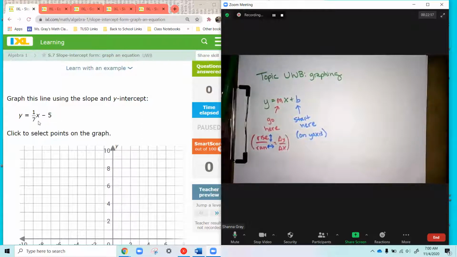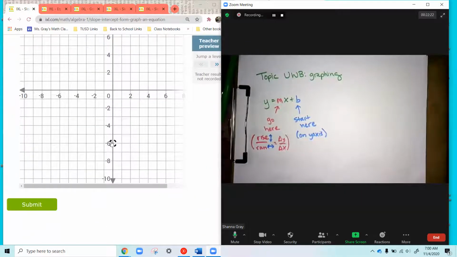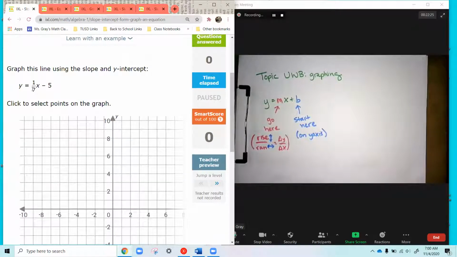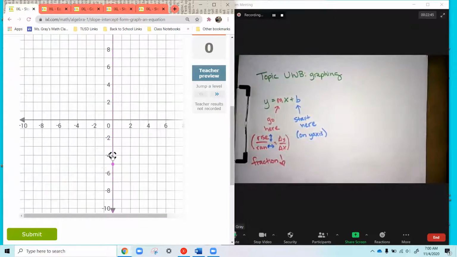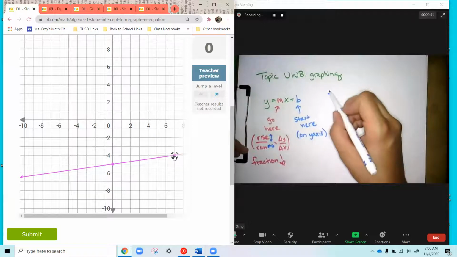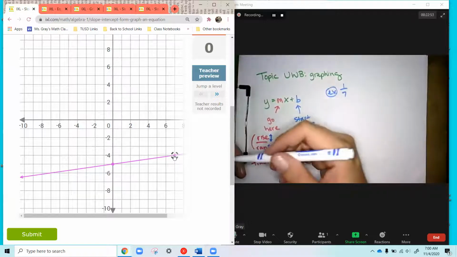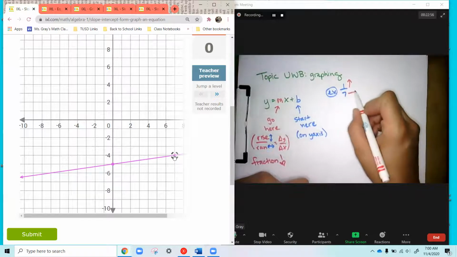If I'm looking at -5 here, this is the starting amount. So b says I start there on the y-axis. I'm going to go down to -5 and mark it. And then this tells me where to go next. So 1/7. This is one of those times where we like this to be a fraction, because if it's a fraction, then we can see the rise and run easily. If it's not a fraction, we want to make it a fraction. But in this case it is. So 1/7 means that from the point I marked, I'm going to go up 1 over 7.